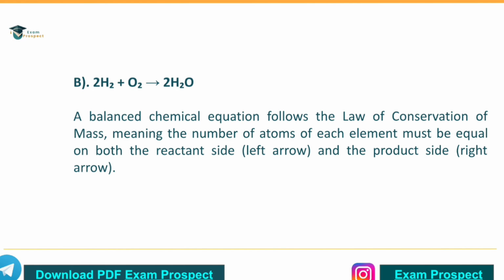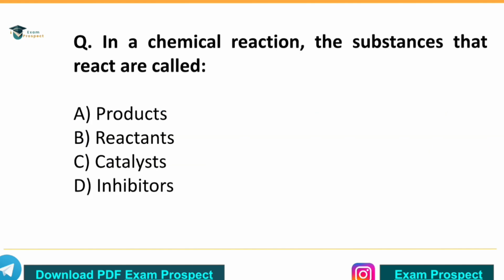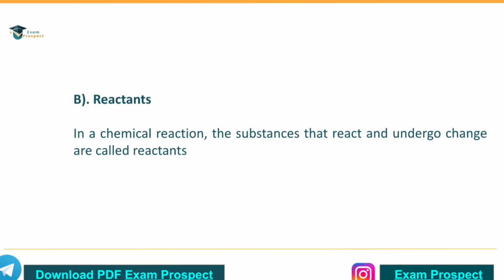A balanced chemical equation follows the law of conservation of mass, meaning the number of atoms of each element must be equal on both the reactant side, that means left arrow, and the product side, right arrow. Next question, in a chemical reaction, the substances that react are called. The correct answer is option B, reactants.